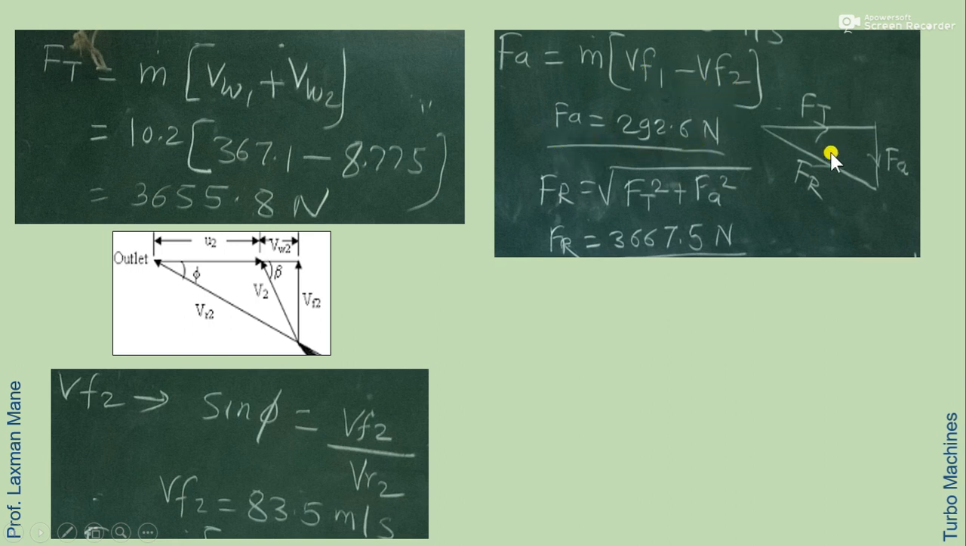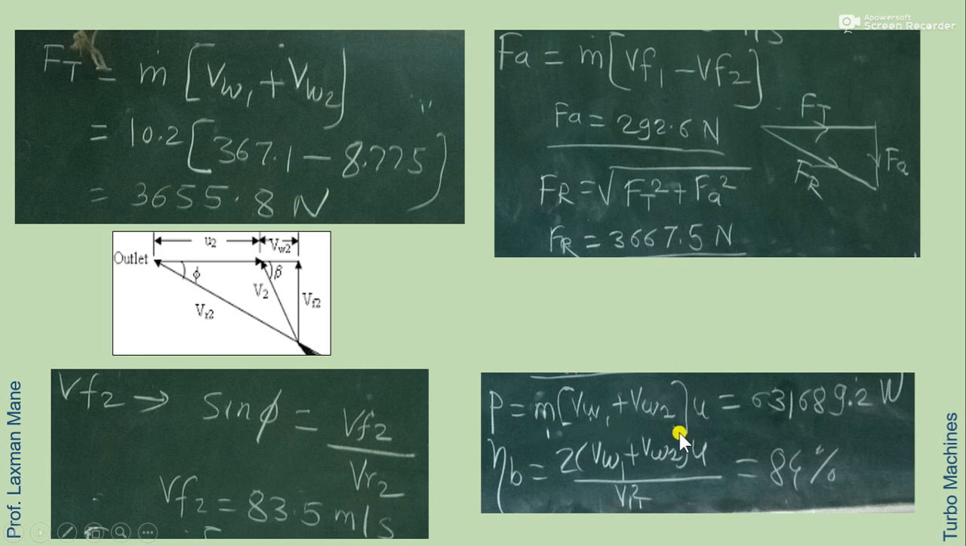After that, axial thrust we can find by using the formula m dot into VF1 minus VF2. As we get axial thrust and we know tangential force, we are asked to find the resultant force. So the resultant force can be obtained by using the Pythagoras theorem. Then power and blade efficiency we can obtain by using the respective formulae.